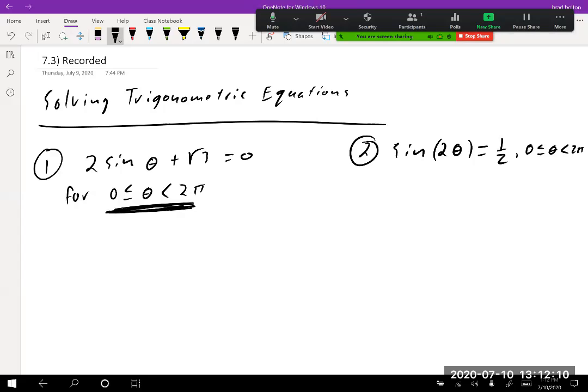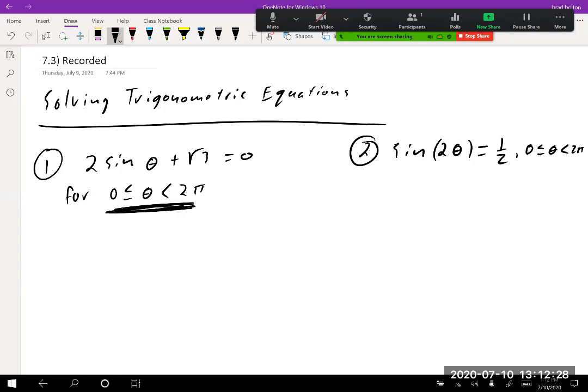So what we have to think of, or I guess I should say, the domain, what you're allowed to plug in for your thetas when we're solving these problems, is normally in general between 0 and 2 pi, not including 2 pi. So you just don't have an infinite amount of answers.